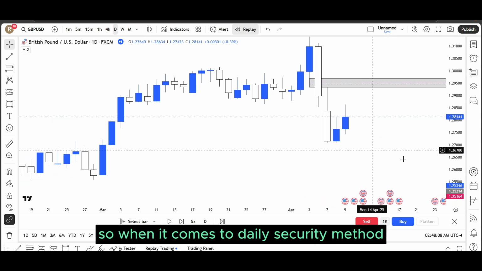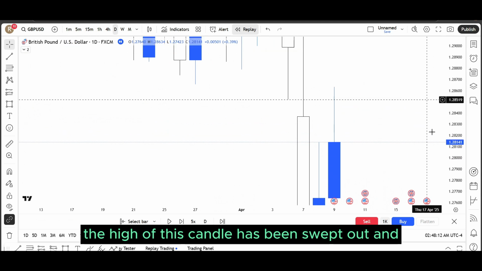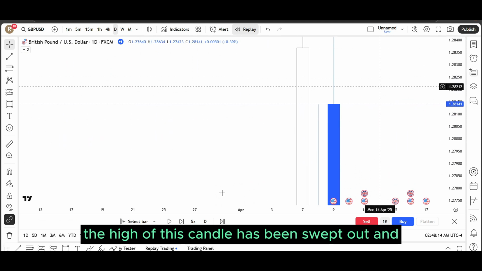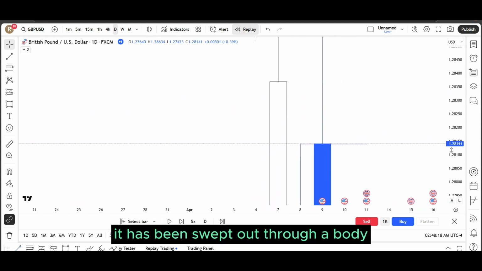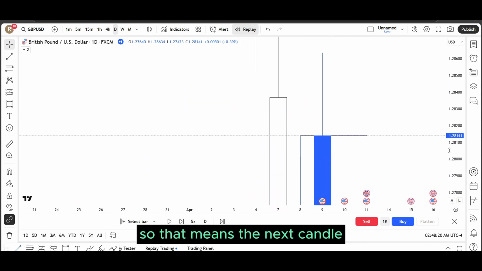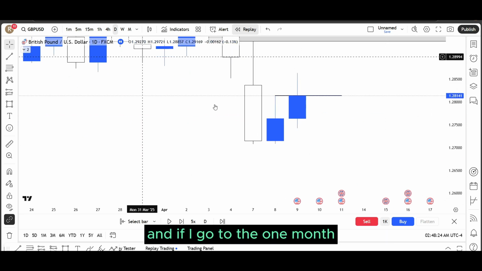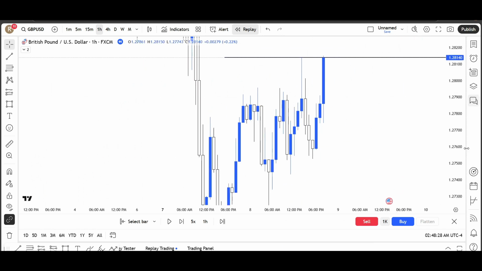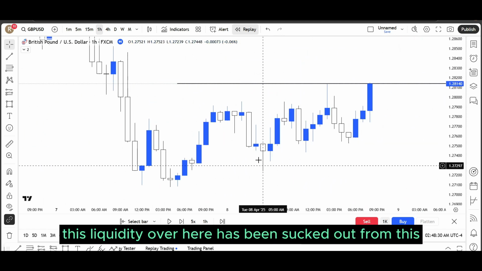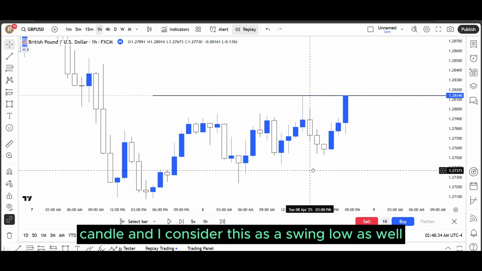So when it comes to the daily CRT method, the high of this candle has been swept out through a body. So that means the next candle I anticipate to go up to fill this gap over here. And if I go to the 1 hour time frame, this liquidity over here has been swept out by this candle, and I consider this as a swing low as well.